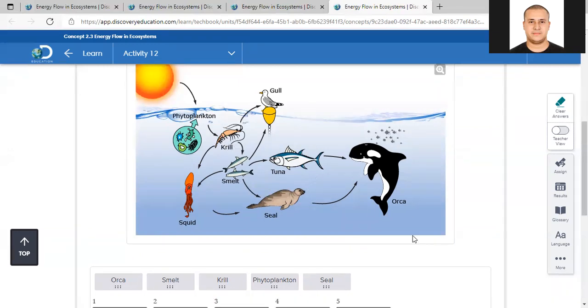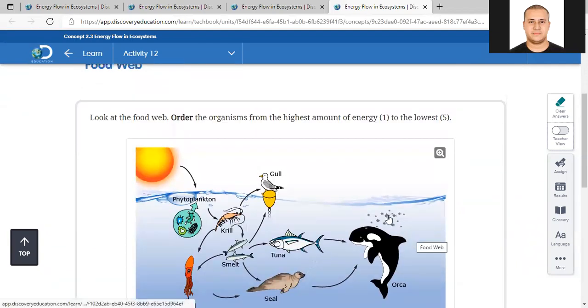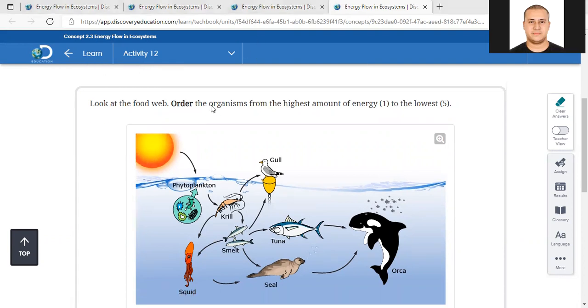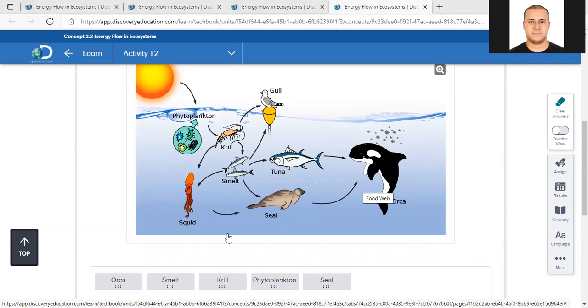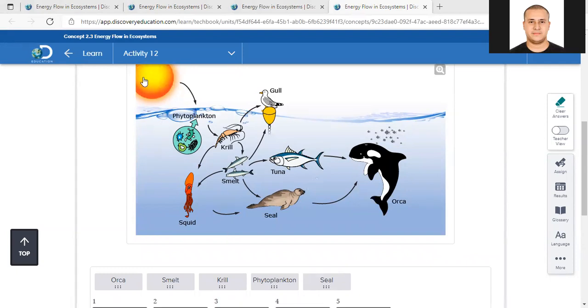So we need to order these organisms according to the amount of energy. So we need to order them from the producers to the tertiary consumers. So can anyone help? Come on, guys. Which organism gets most of the energy? This will be the organism that can use the energy from sunlight.